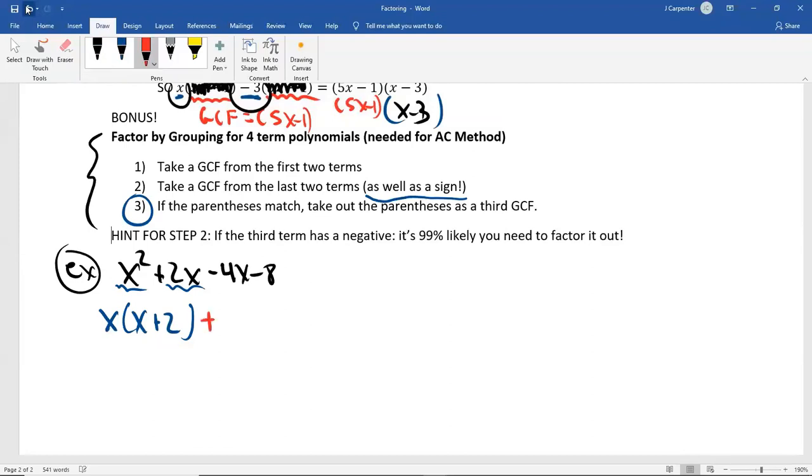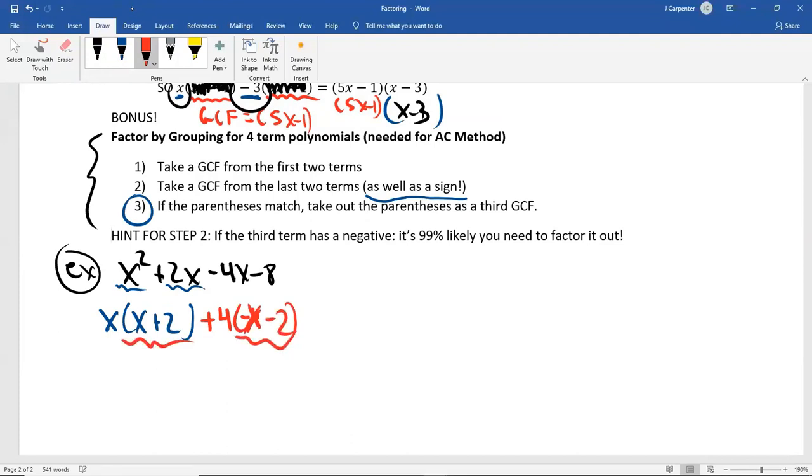So this is wrong for now. I'm going to try taking out a plus. And then between 4x and 8, the GCF would be 4. When I do that, I have negative 4x. Watch your signs. This is negative 4x divided by positive 4, which is negative x. I was trying to write a 4 there, and that's not what it is. It's negative x. And then negative 8 divided by positive 4 is a negative 2.